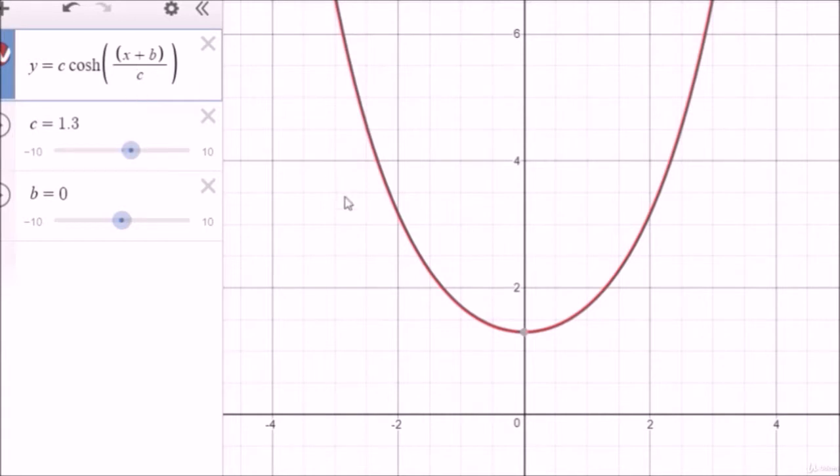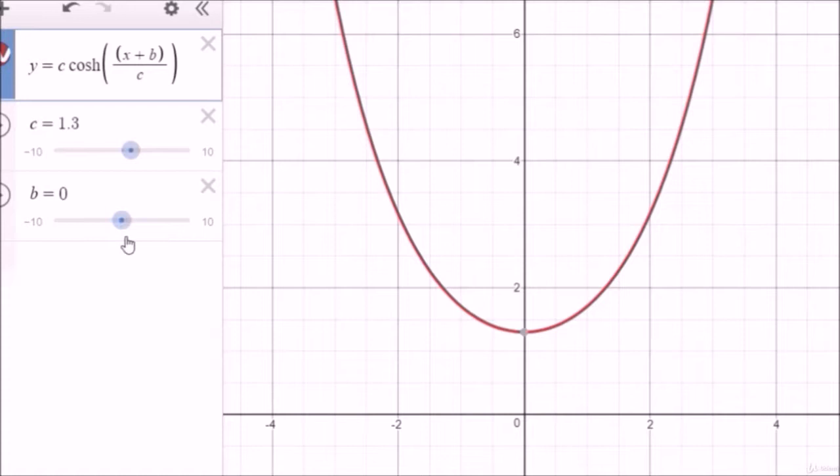It turns out that the shape of a hanging rope is called a catenary, and it's given by this function here: y equals c cosh((x plus b) upon c). I've got this drawn in a graphical calculator which is available online, so I'll leave a link to it. I'll also leave a copy of this equation so you can put it in the graphical calculator and try it out for yourself.